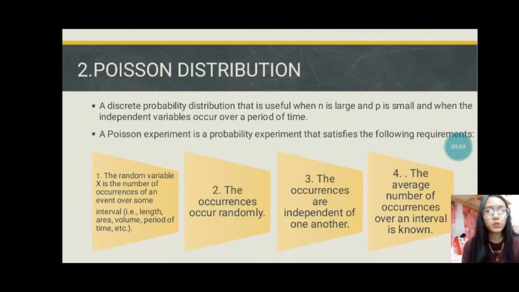A Poisson distribution is a probability experiment that satisfies the following requirements. First, the random variable X is the number of occurrences of an event over some interval, like length, area, volume, period of time, etc. Second, the occurrences occur randomly. Third, the occurrences are independent of one another. And fourth, the average number of occurrences over an interval is known.